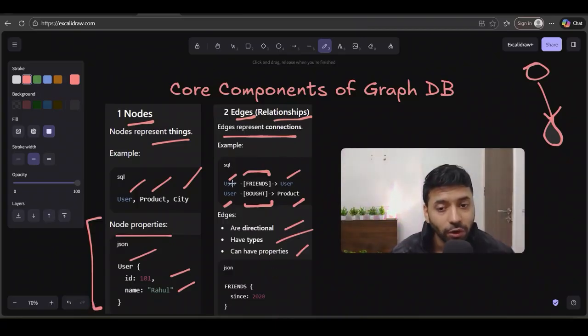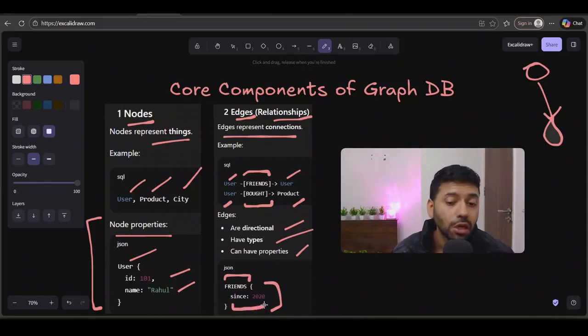Okay, so this was the first node user, this was another node user, so the relationship or the edge was friends. If we see here, this friends is representing the edge, okay, but it can also have a property. You can clearly see it has this property, since 2020. So this is defining that this user and this user are friends since 2020.